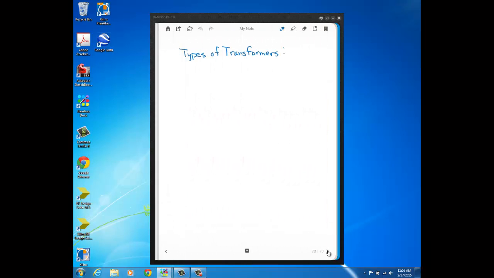Lastly in this video, I just wanted to go over the types of transformers. There are 3 basic types and then one other type I want to talk about. There's a transformer that's called step-up. Step-up transformers have a turns ratio greater than 1, which means that its secondary voltage is greater than its primary voltage, and its secondary current is less than its primary current.